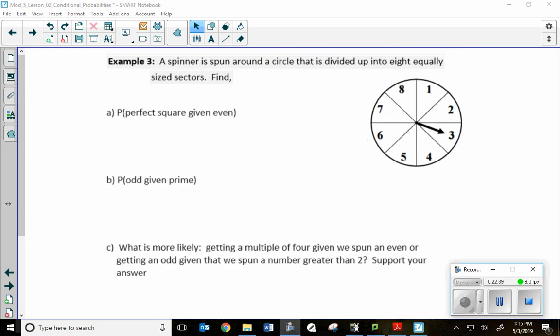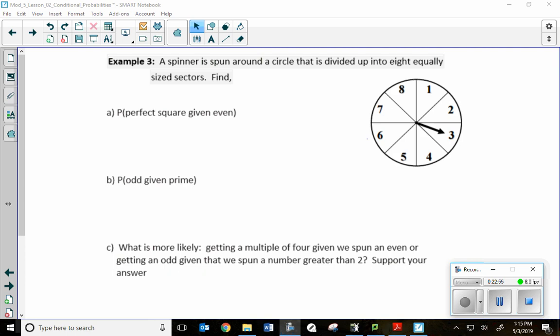Okay, so we looked at a table for example 1. That was cool. That was easy. We looked at a word problem that gave us numbers for example 2. And you know what? With the probability of A and B over the probability of B, that really wasn't difficult either.